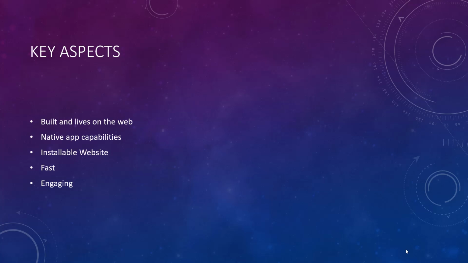A progressive web application is built and lives on the web, but it has native app capabilities. It has features like push notifications and it is installable on your device. More like an installable website. As I have mentioned, it is installable on any device, like mobile and web, so it's faster compared to conventional websites. Conventional websites have lots of pages and every page takes time to load, but in progressive web applications, all your pages are already loaded into the device, either mobile or web. So it is more engaging as users don't have to wait for a page to load.